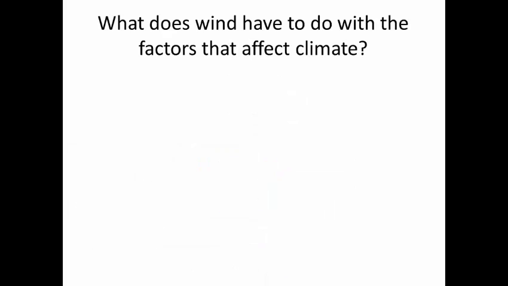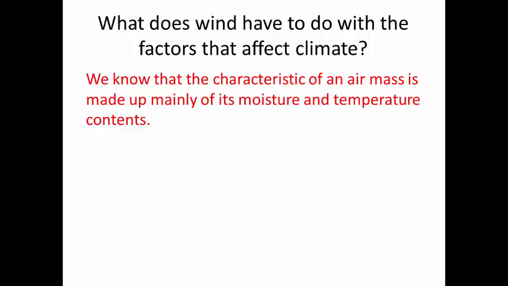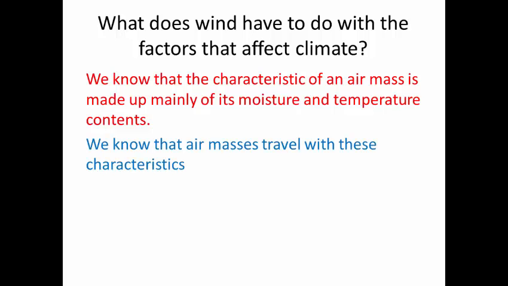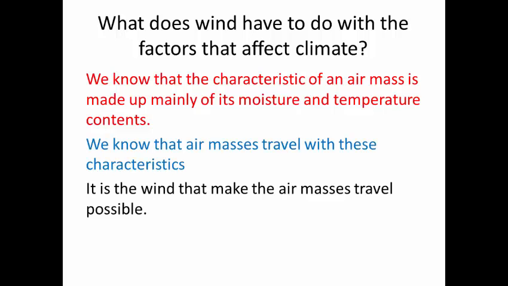So what does wind have to do with all factors that affect climate? We know that the characteristics of an air mass are made up mainly of its moisture and temperature content. We know that air masses travel with these characteristics. It is wind that makes the air masses' travel possible.